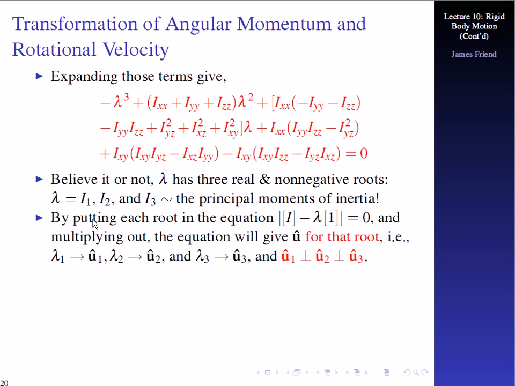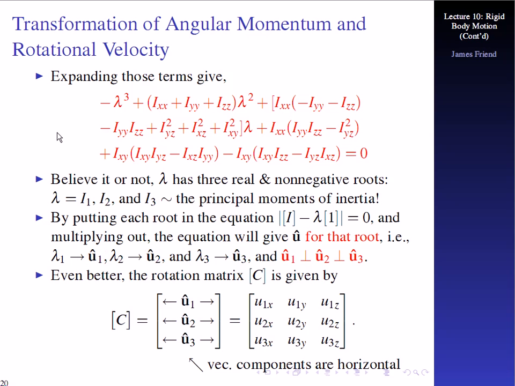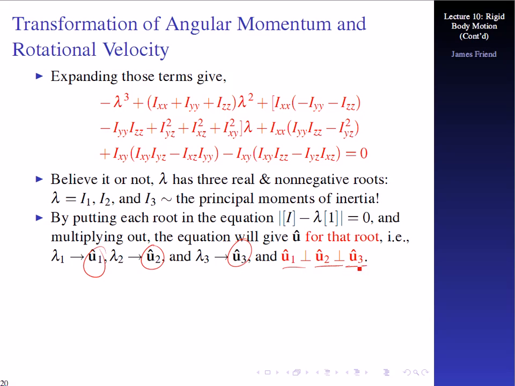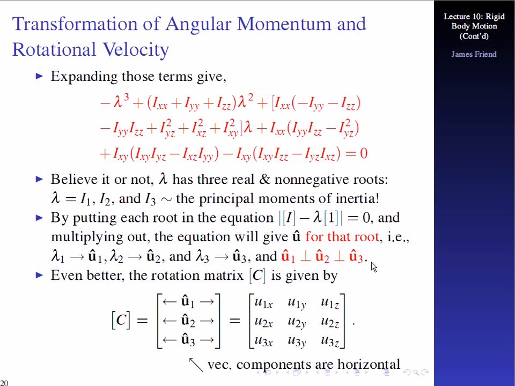Now if we put each root in the equation, we can go back and find what U hat 1, U hat 2 and U hat 3 are going to be, what those specific directions are that give us these principal moments of inertia. And you notice that they must be perpendicular to each other or something is wrong. So if you find that U3 is parallel to U2, something is up. It turns out that even better, the rotation matrix C is given by U1, U2 and U3, where we've written them horizontally: U1x, U1y, U1z, U2x, U2y, U2z, and so forth, along the horizontal direction as indicated here.